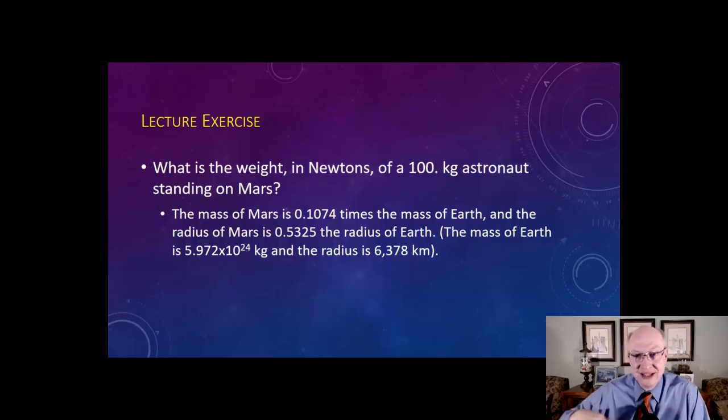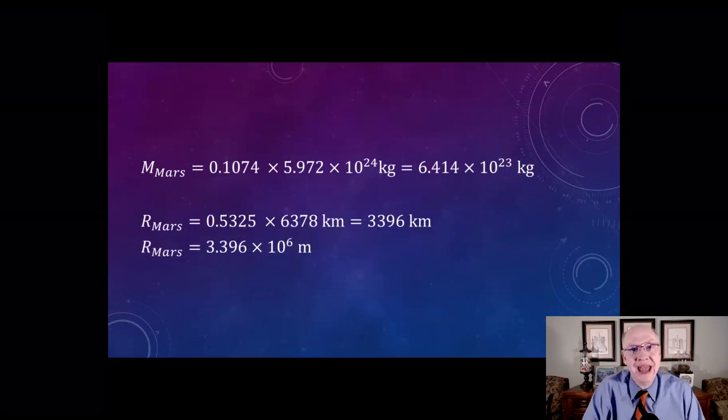All right, let's work out the answer to this one. So what do we get? Well, the mass of Mars is 0.1074 times the mass of Earth, which is 5.972 times 10 to the 24 kilograms. Plugging those into your calculator, 0.1074 times 5.972 times 10 to the 24th, there's the mass of Mars. It's 6.414 times 10 to the 23 kilograms. So let's put that aside right now. We're going to need that in a minute.